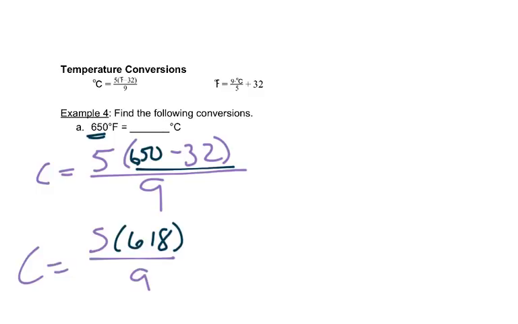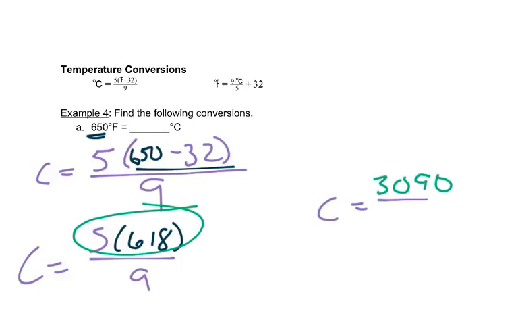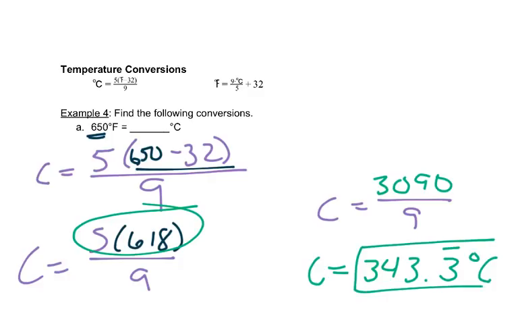So I'd do the top part next. Do 5 times 618, which gives me 3090 divided by 9. So I'll divide that by 9. And I get C is equal to 343.3 repeating degrees Celsius. And when you're labeling temperature, it's the degree symbol first and then the letter. Degrees Celsius, or degrees Fahrenheit.